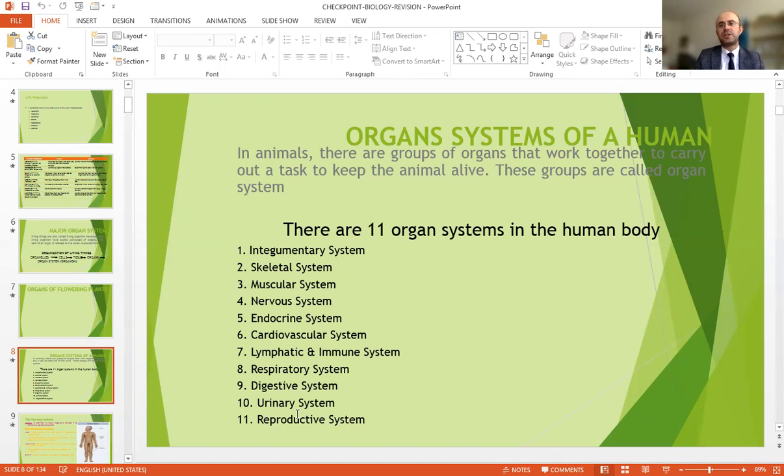In the cardiovascular system, the main organs are the heart and vessels. The heart pumps blood and vessels carry blood. Which types of vessels do we have? We have three types of vessels: artery, vein, and capillary. Arteries move blood from the heart to the body. Veins move blood from the body to the heart. And capillaries connect these arteries and veins.